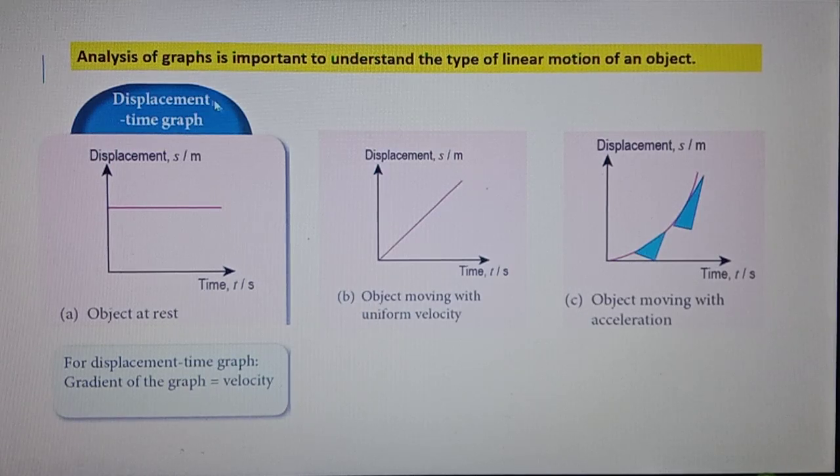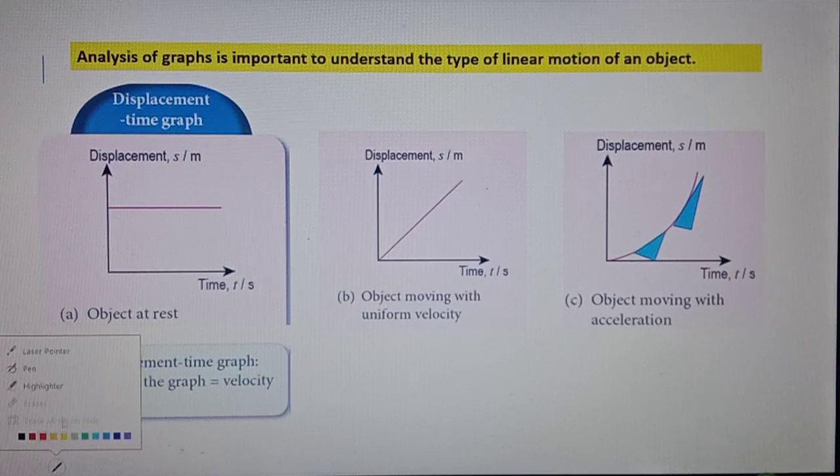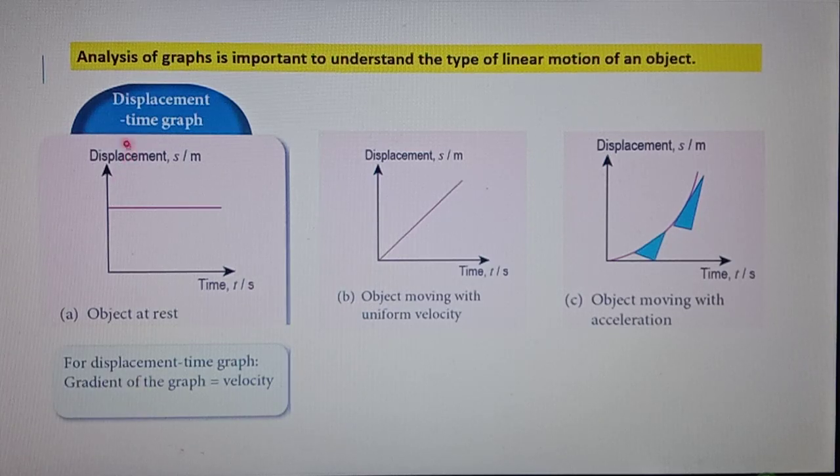So for displacement against time graph, we can get displacement against time graph here. Displacement, the symbol used is small s, unit is meter. Time taken, the symbol is t, unit is second. So the first graph shows a horizontal line. This one shows that displacement is constant.